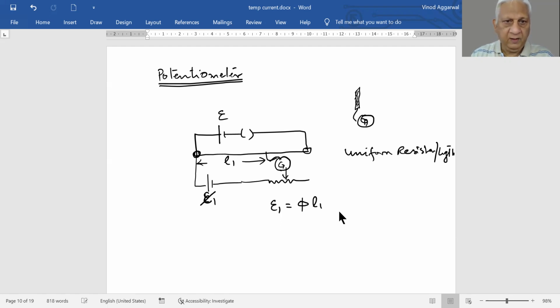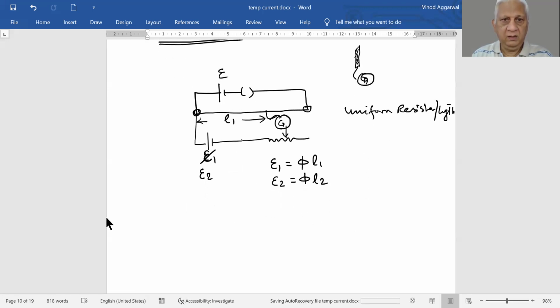Now what we do is, instead of E1, we replace it with another battery, E2, and again try to find the null point. Null point means the balance point where the galvanometer doesn't show any reading. So E2 will have some other length L2. Now it is very easy for us. We immediately know EMF 1 over EMF 2 is proportional to the null point lengths.